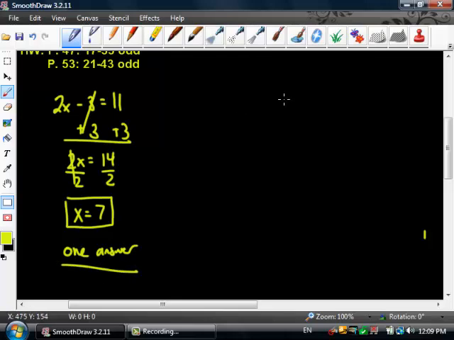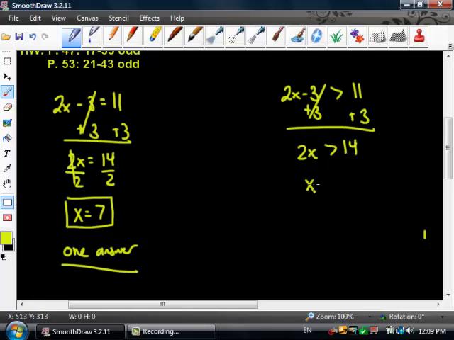It's 7. Versus, if I give you 2x minus 3 is greater than 11, we're still going to solve it the same way, except there's a little twist. And we all know the end of this movie. X is greater than 7. How many answers are there? Aaron, how many answers are there? There's one answer? Anyone have a differing opinion? Andres? There's an infinite number of answers, right?